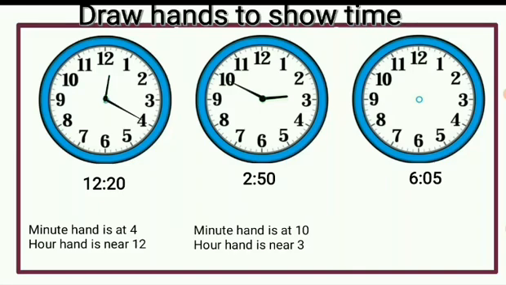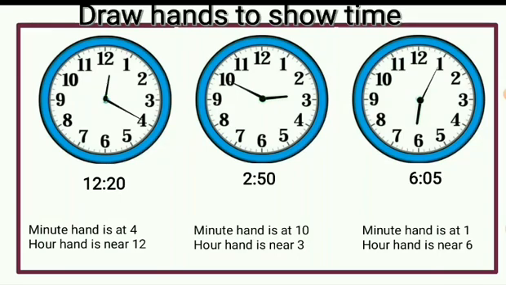One more. 6:05. Now 5 means the minutes is 5 minutes, that is the minute hand will be at 1, and where will be our hour hand? The hour hand will be near 6, because it just has been 6. So the minute hand is at 1 and the hour hand is near 6.